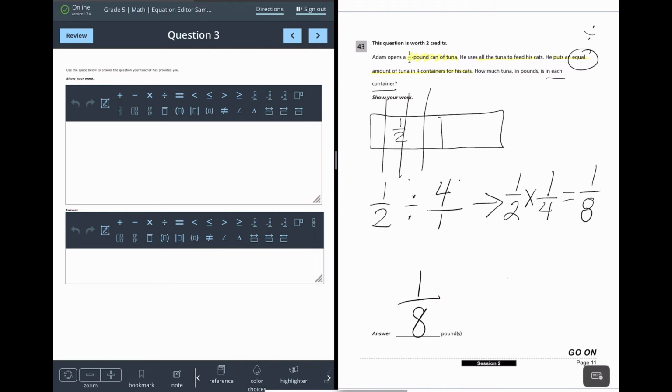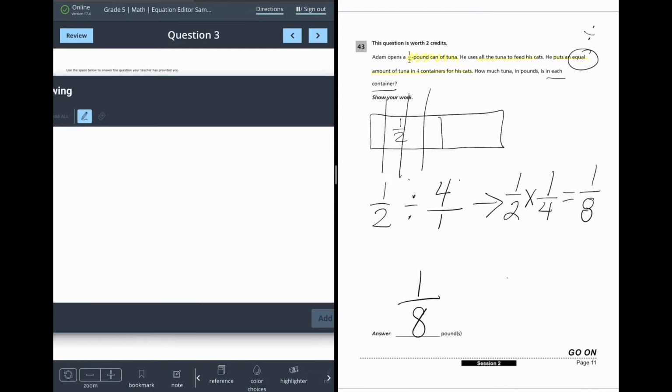So that's easy to put into this part. Let's again, full sentence. How much tuna in pounds is in each container? Each container has 1/8 pounds of tuna.